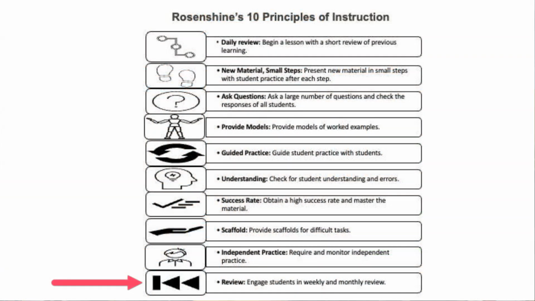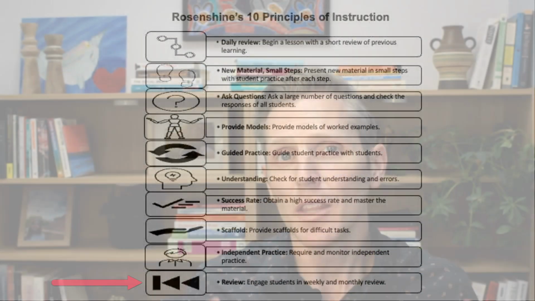Then that final point, number 10, is a weekly and monthly review. And the reason why Rosenshine pointed to that is because so rarely do we revisit material that's covered in the classroom. Often we teach the content and we say, our work is done here, and we move on. Almost like we would with a book chapter. We say, we've read that, I know this, I can move on. But that's not how the brain works.